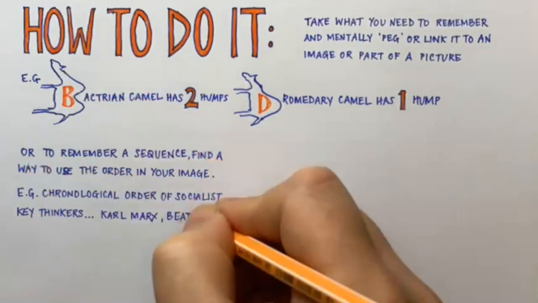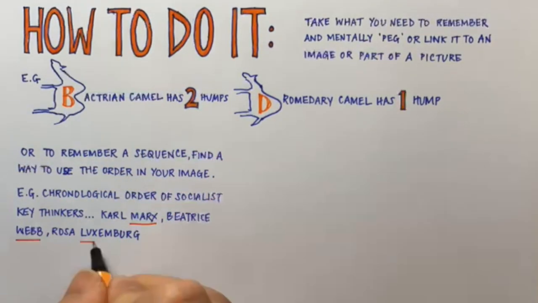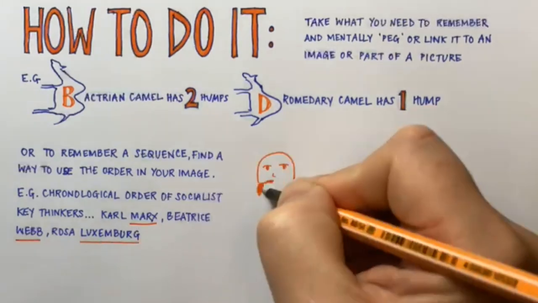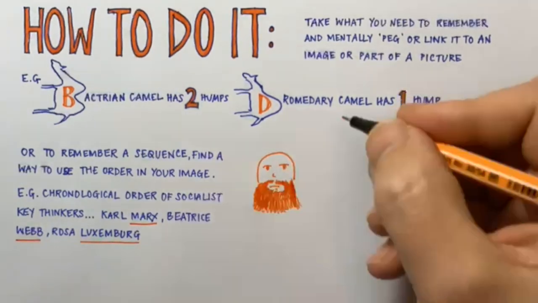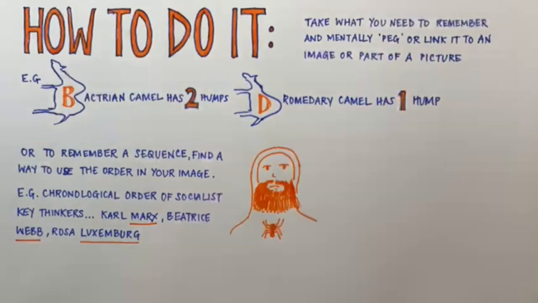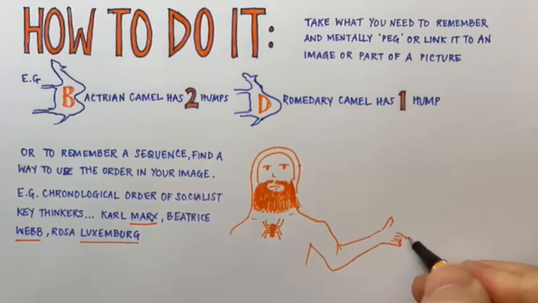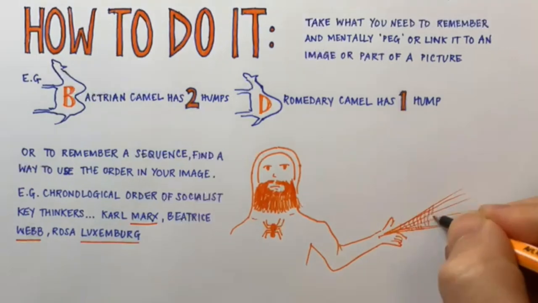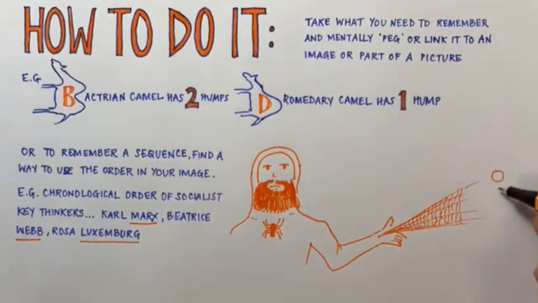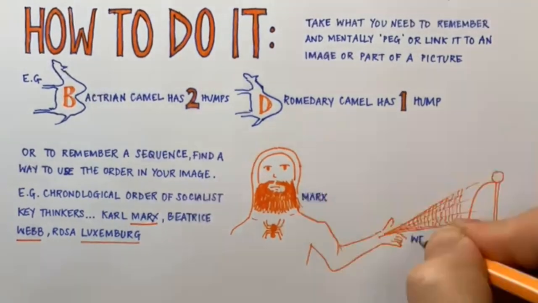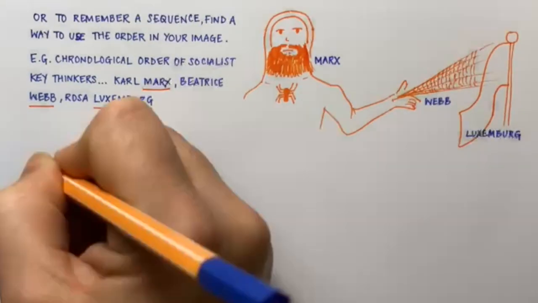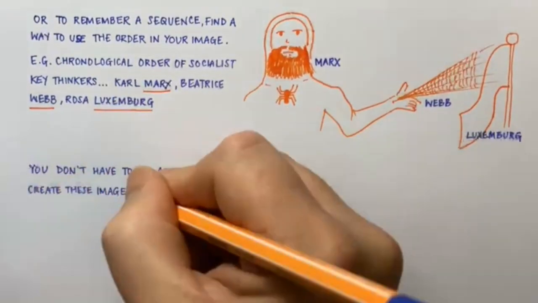For example, to remember the chronological order of socialist key thinkers in politics, Karl Marx, Beatrice Webb and Rosa Luxemburg, you might have a bearded Marx in a Spider-Man suit shooting a web over the Luxembourg flag. It is often best to use creative and unusual images, as these will stick in your memory more.